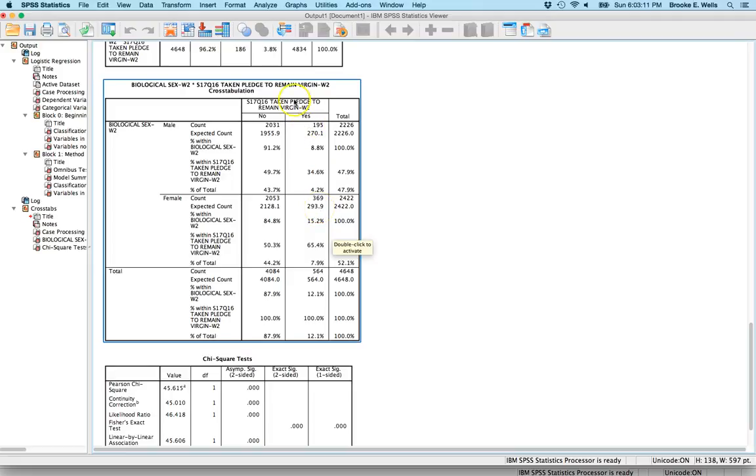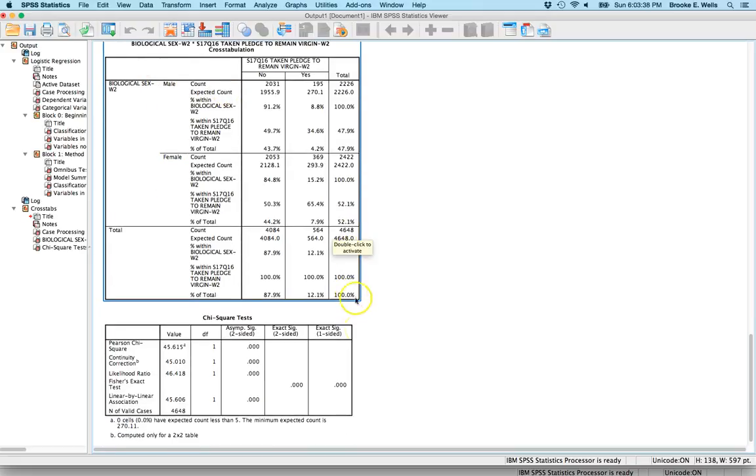And this is based on just what this variable looks like in this data set and the percentage of people in total who fall out into these categories. Essentially what this test is doing is comparing the 195 to 270 and the 369 to 293. It's doing that to see whether those differences between expected and observed are different for males and for females. Let's go back down to this chi-square test, and then we'll come back up and talk about these percentages.